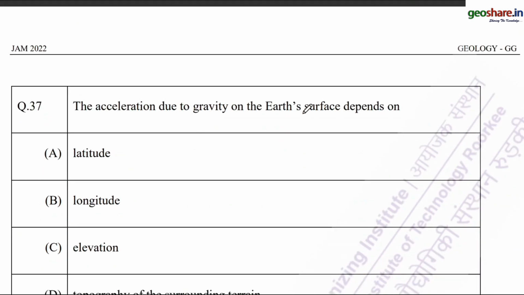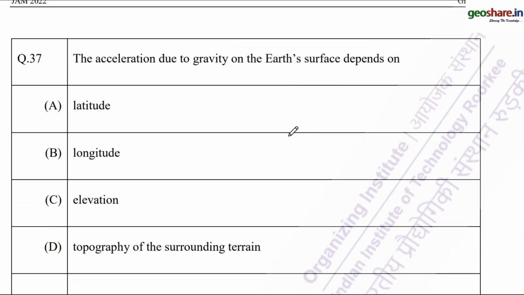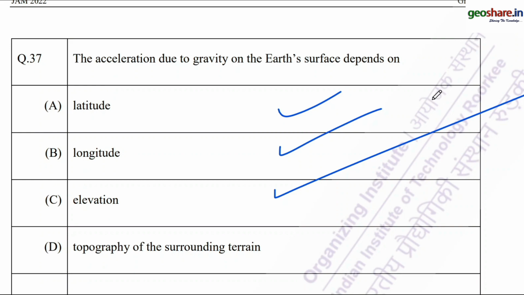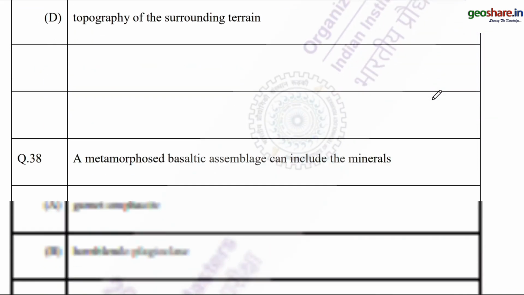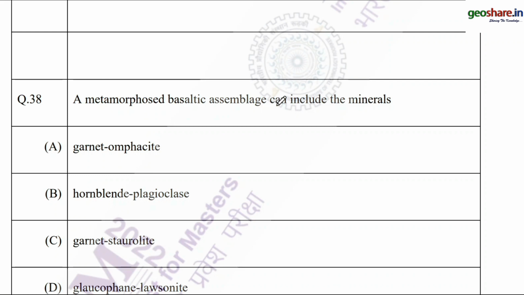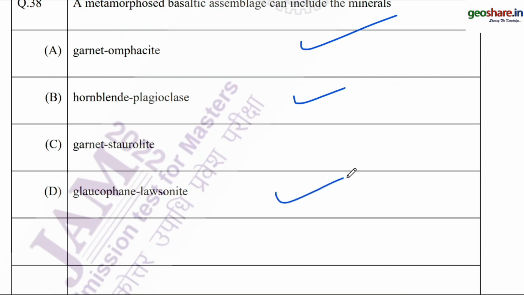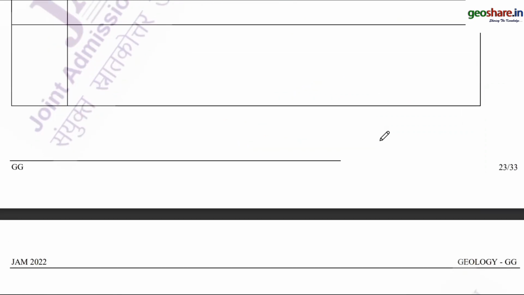The acceleration due to gravity on Earth's surface depends on latitude, longitude, elevation. A metamorphosed basaltic assemblage can include minerals. A, B, and D: garnet amphibolite, hornblende plagioclase, and glaucophane lawsonite.